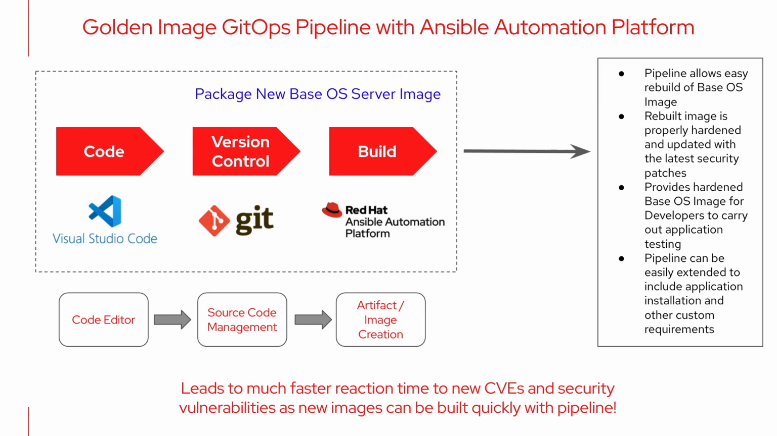We have decided to go with the GitOps approach as it is a developer-centric approach to continuous delivery and infrastructure operation. With Git as the single source of truth, we will be able to drive operations through Git workflows. In this scenario, a golden image pipeline helps the operations team in different ways. For instance, the pipeline allows easy rebuild of the base OS image, and the rebuilt image is also going to be properly hardened and updated with the latest security patches addressing all the CVEs.